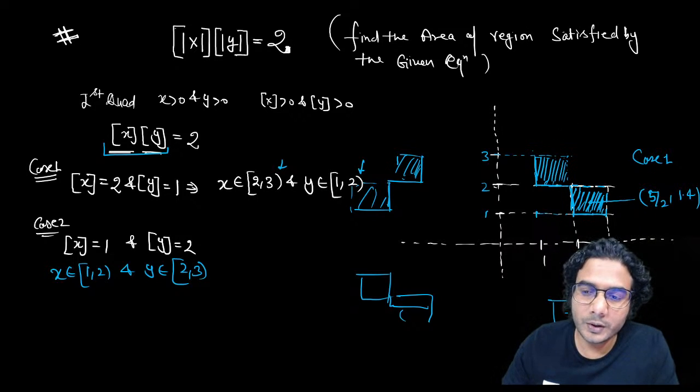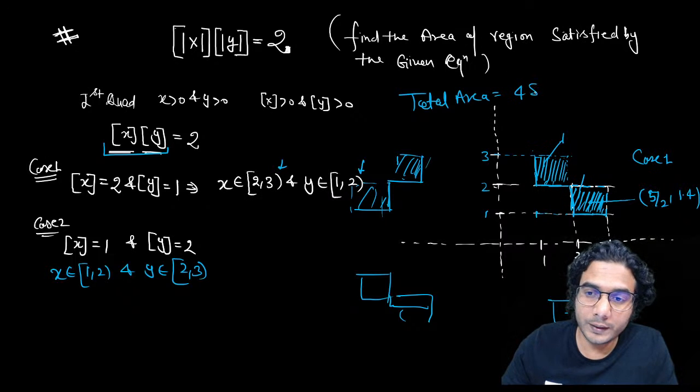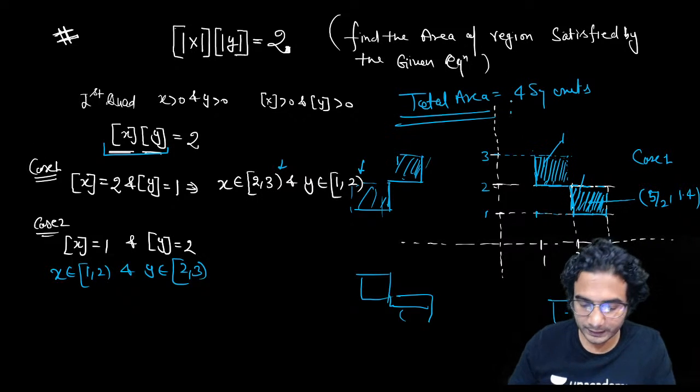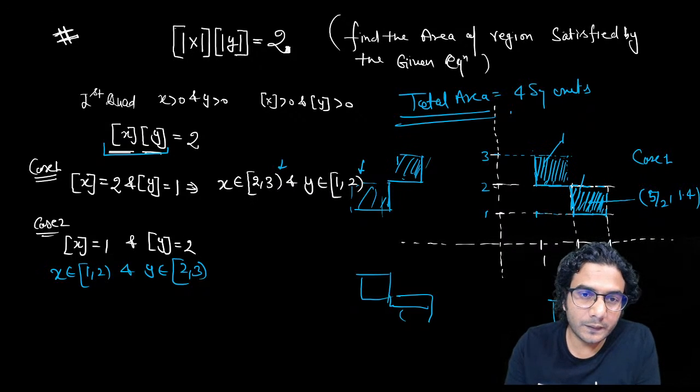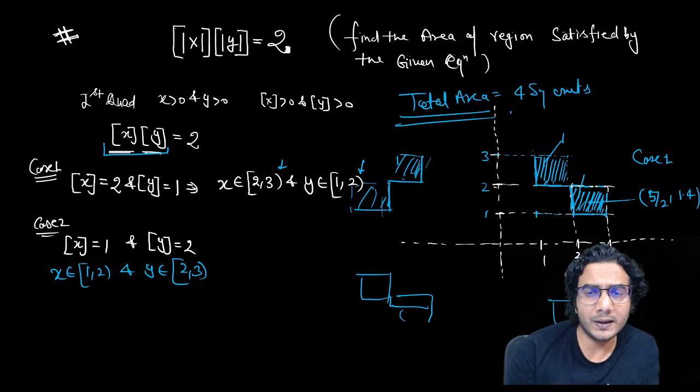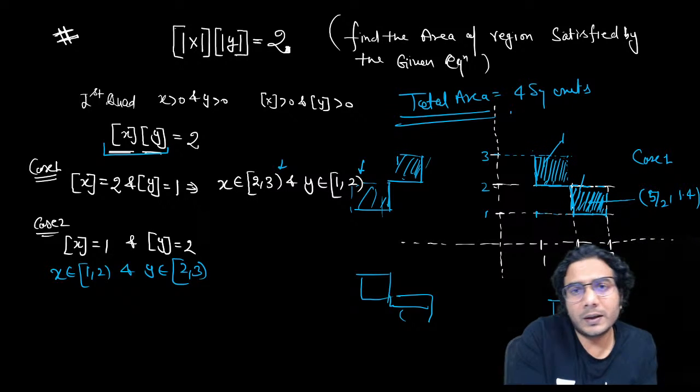So total area is going to be, this is 1 square unit, 1 square unit, 1 square unit, 1 square unit. So total area is equal to 4 square units, right? That was the answer. So if I write greatest integer of x into greatest integer of y is equal to 3, then also the answer is going to be the same, because you can write 1 into 3, then one integer will be 1, other will be 3.